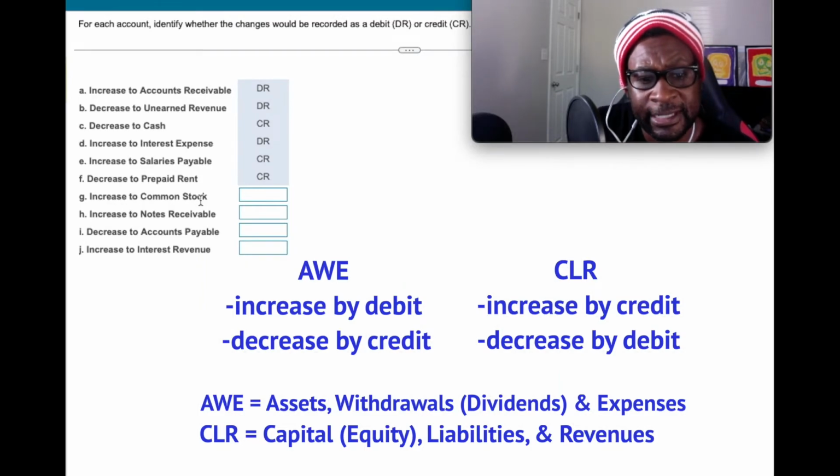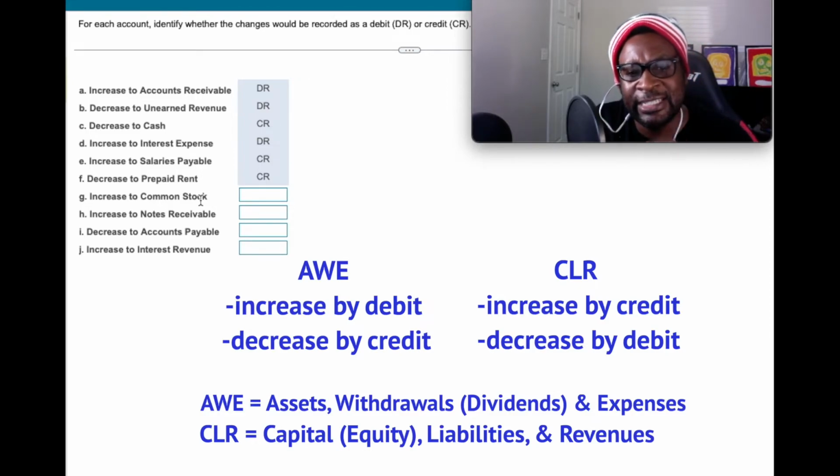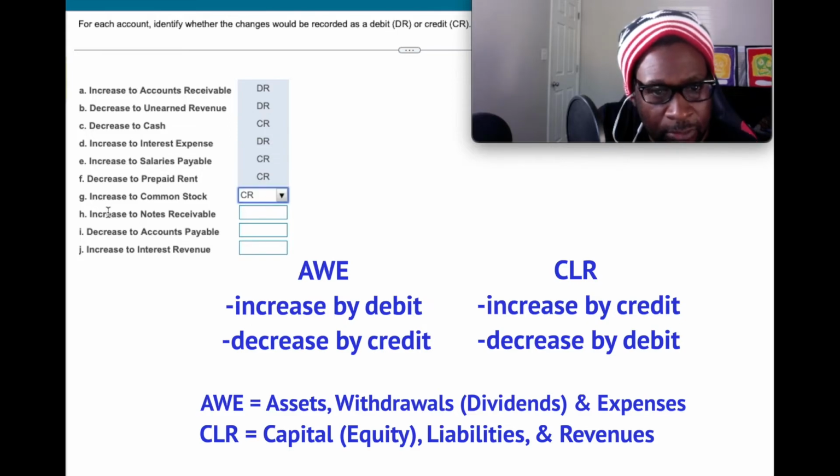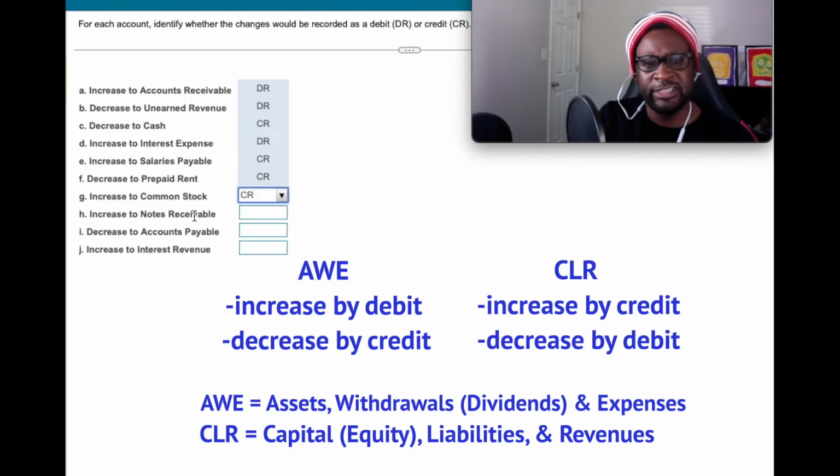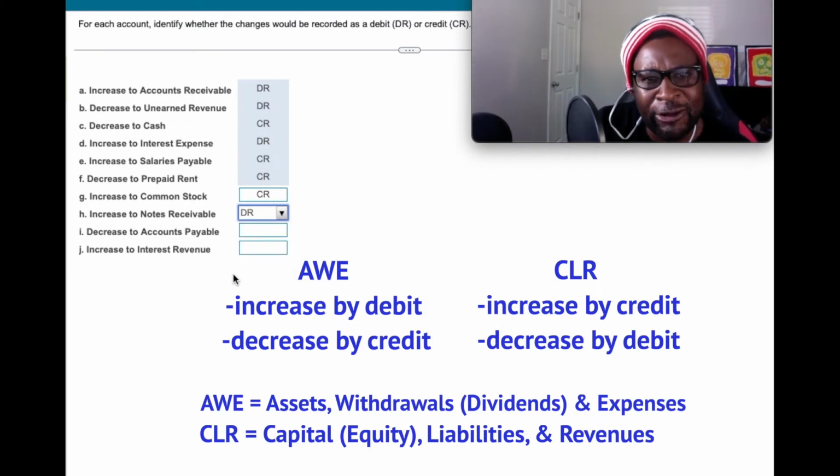Increase to common stock. Common stock is a part of stockholders' equity. Since it's a part of stockholders' equity, it must be in the CLR game. Since we're trying to increase it and it's in the CLR game, every account increases with a credit. What about an increase to a notes receivable? What is a notes receivable? Clearly a notes receivable is an asset, right? Since it's an asset, it's in the AWE game. And if it's in the AWE game and we're trying to increase it, we're going to do it on the debit side. See how easy breezy this AWE CLR system does?